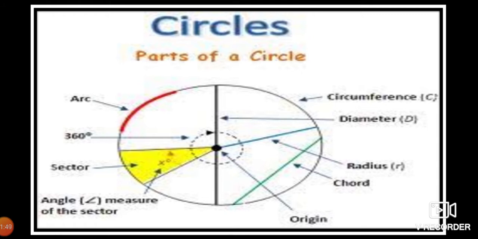Radius is represented by r. Next, chord, next, origin. Next, arc. Next, 360 degree, whatever the completion of the circle, that one we can call the 360 degree. And the red mark portion is there, that is the arc. Sector, what is the yellow color mark there, that is the sector. Angle, what is the yellow color mark, we represent it by x degree, that is the angle.